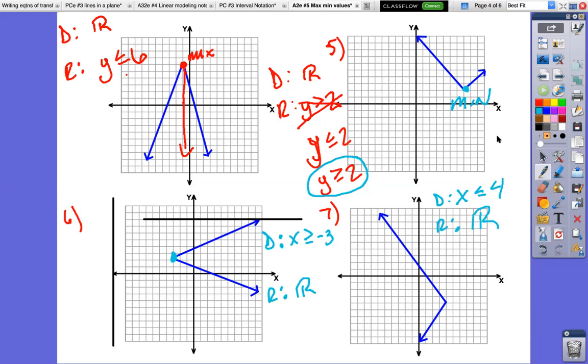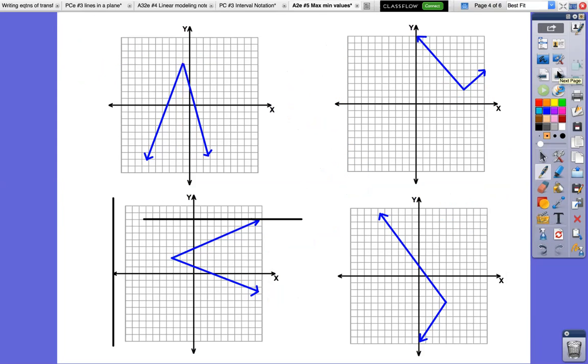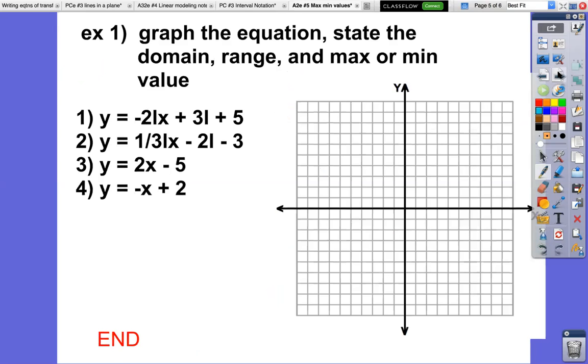Let's see. I'm going to quickly go over the next page. So graph the equation, state minimum or maximum. I'm just going to show you, you already know how to do the domain and the range here. Number 1, and I know we haven't talked about this in almost a week. Number 1, what is my vertex? Well, where do I start graphing this at? My vertex is going to be, somebody tell me quickly.